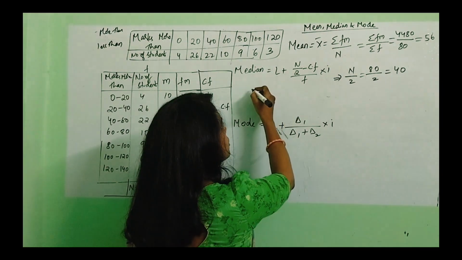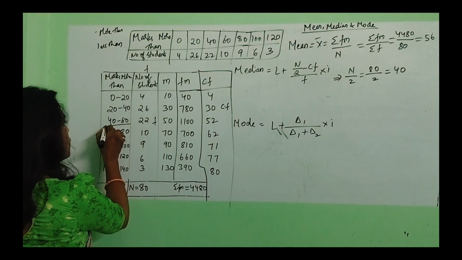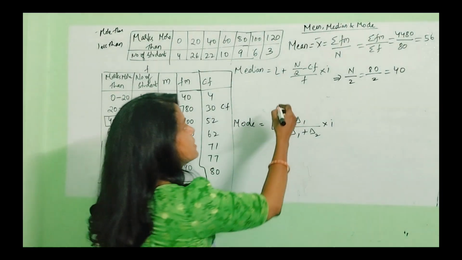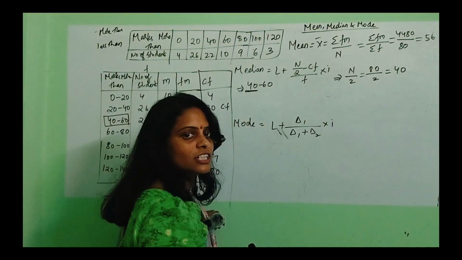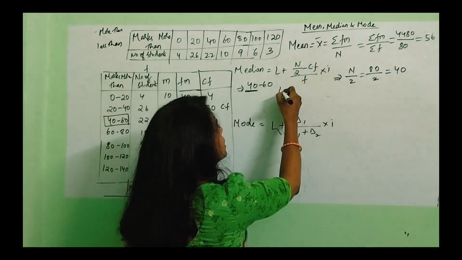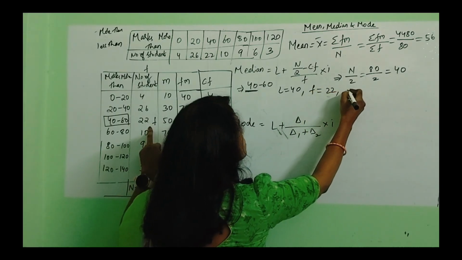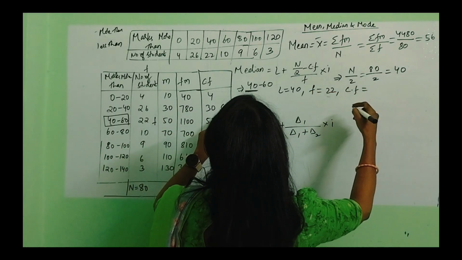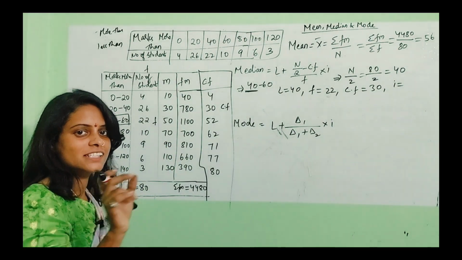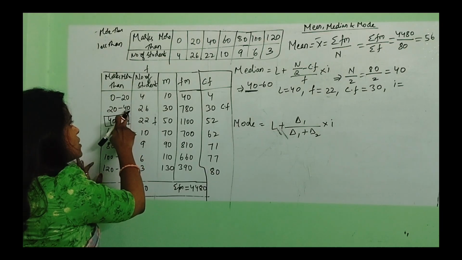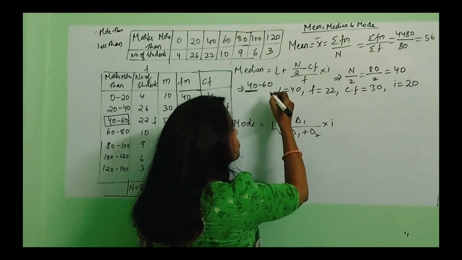Done. So now write down what is L here. L is this one, that is 40 to 60 is the given class. So in 40 to 60, what is L? L is 40. Then what is F? F is 22. What is CF here? CF is 30. What is I? I is the difference between your class interval. So here 0 to 20, 20 to 40, 40 to 60. 20 is your class interval.